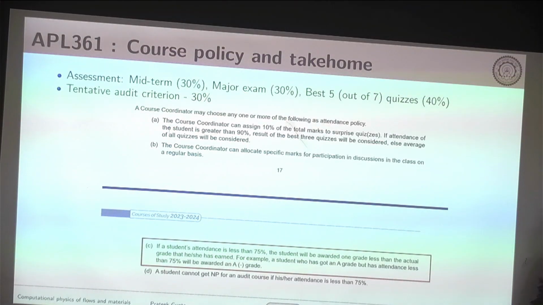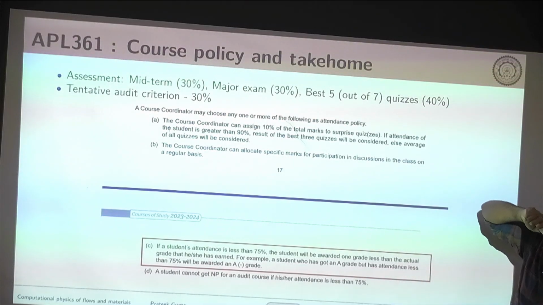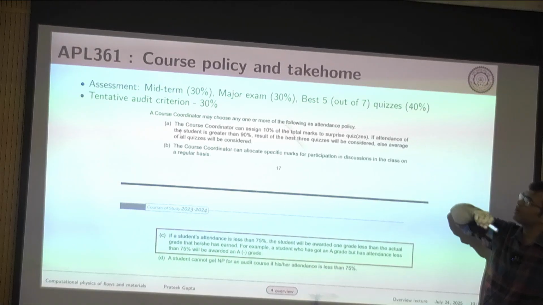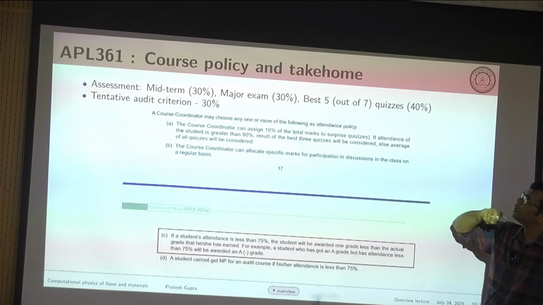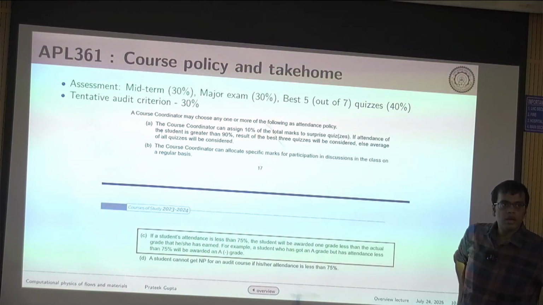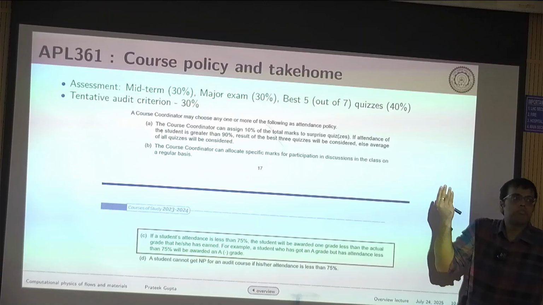So, course policy and take home. This is how we are going to have our assessments. We are going to have one midterm exam, one major exam or end sem exam. Both of them are going to have 30% weightage each, and then we are going to have 7 quizzes, out of which best 5 we will take. I have shared this.